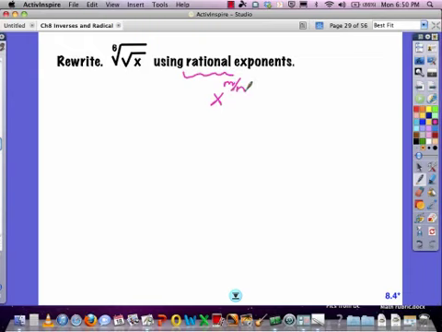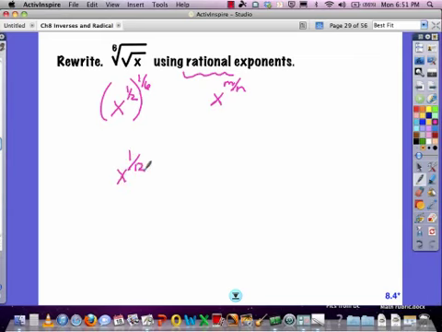So let's break this down. We have an x on the very inside, and it is a square root. Well, as an exponent, a square root is nothing more than 1/2. Let's put parentheses around that. And then around that, we have a sixth root. And a sixth root is nothing more than 1/6. So there's the problem. Simplify it as far as we can. We should know that's nothing more than x to the 1/12.